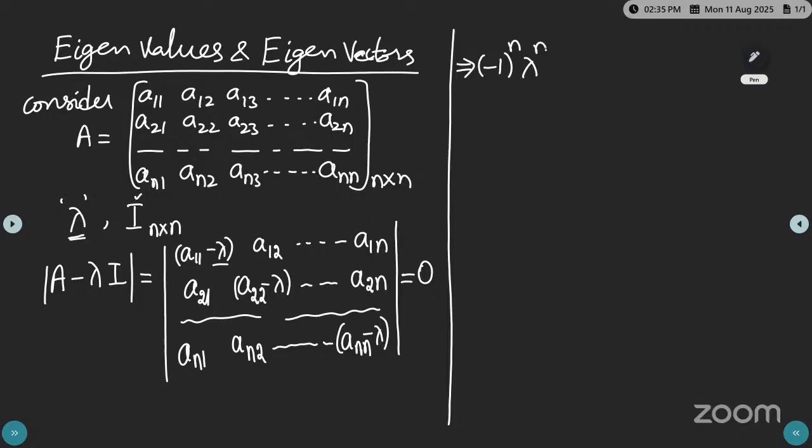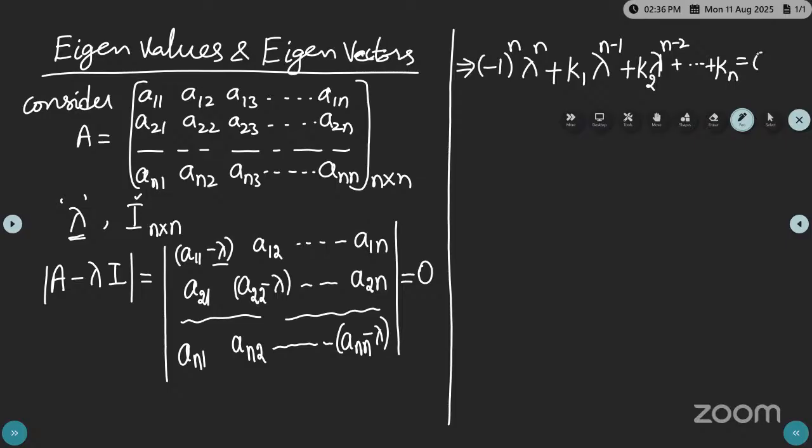How many lambdas are there? 1, 2, 3, up to so on n. Multiply all these together. The coefficient is minus 1 for each one. As you are repeating it n times, we get minus 1 power n lambda power n. Clear? Plus there will be some constant k1 lambda power n minus 1, plus another constant k2 lambda power n minus 2, plus so on, plus some kn, is equal to 0.